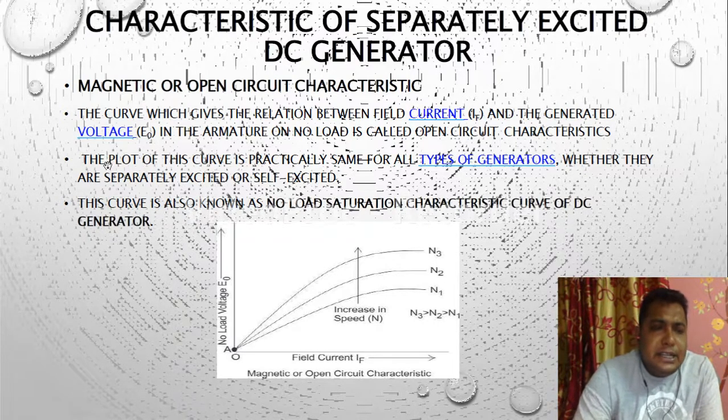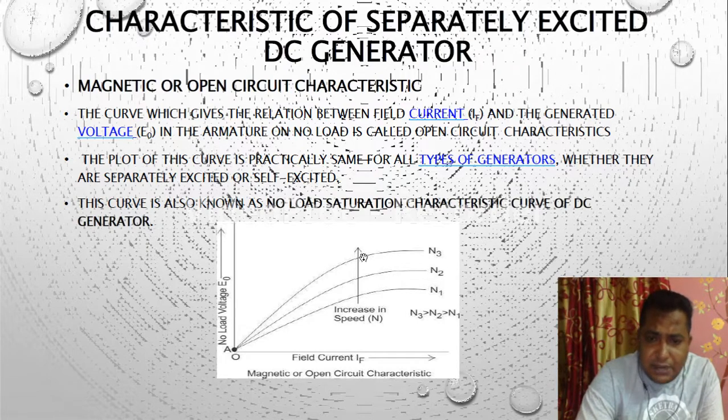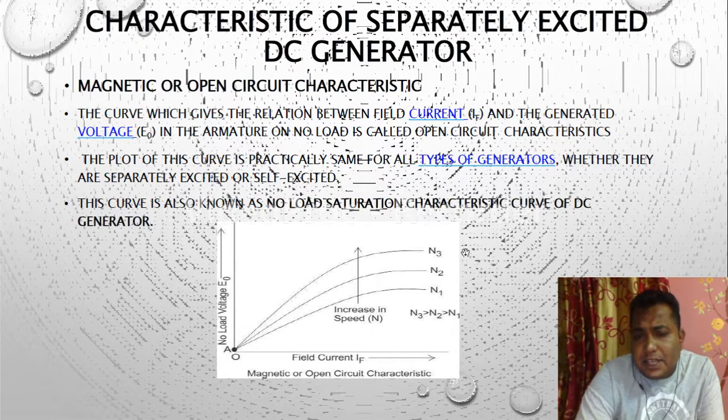Next point: the plot of this curve is practically the same for all types of generators, as I have told you, whether they are separately excited or self excited. This curve is also known as the no load saturation characteristics curve of a DC generator. After some time it reaches the saturation level, so it will go like a straight line.